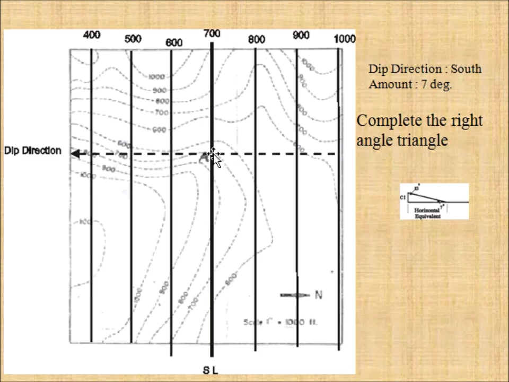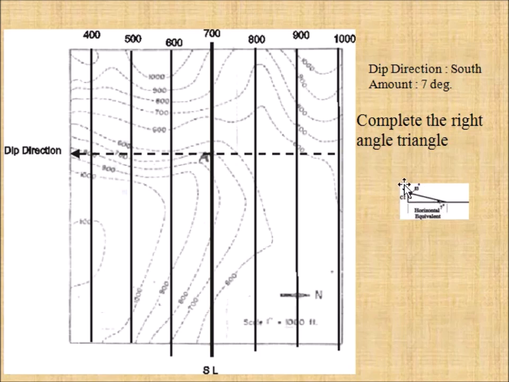Now using the amount of dip and the scale, like we learnt in the last lectures, we'll find out the horizontal equivalent, and by knowing the horizontal equivalent, we will be able to draw successive strike lines on this map. So this exercise is done. We make a straight line and draw the contour interval. Here the contour interval would be 0.1 inch because 1 inch is equal to 1000 feet, so 0.1 inch because 100 is the contour interval. As per the scale, it would be 0.1 inches, and the amount of dip is 7 degrees.